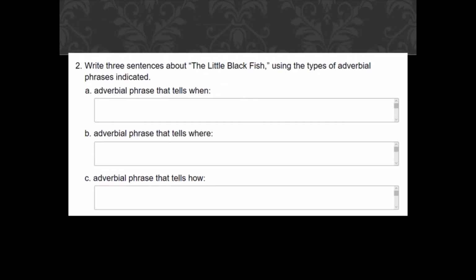Now, let us have our next activity. On this part, you're going to write 3 sentences about the little black fish using the types of adverbial phrases indicated. Let us have the first one. You're going to have an adverbial phrase that tells when. Again, it tells when. That means time. You can have different answers in the website or in your workbook. Next one, adverbial phrase that tells where, which refers to place. And the last one, adverbial phrase that tells how.